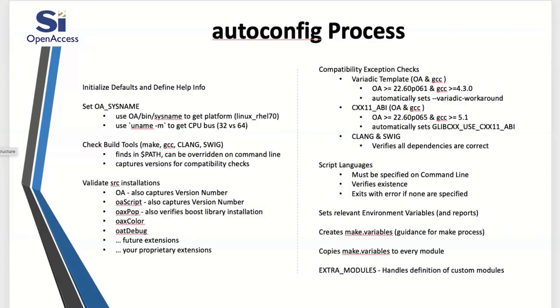And then it creates the make variables file, which is the guidance for the make process, and copies that make variables file into each of the modules at the places where they need to be in order for those modules to include them properly. And finally, there's this extra modules variable, which is going to handle the definition of custom modules.